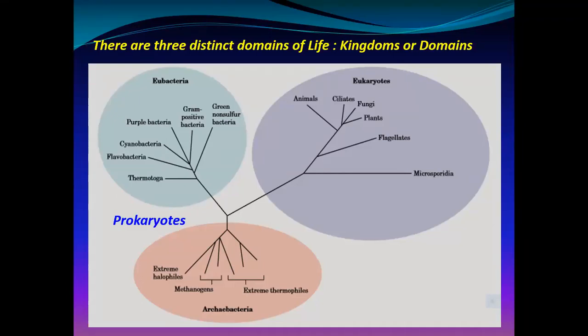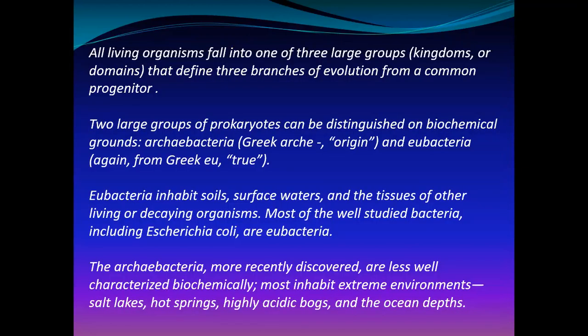The idea is, there are three domains we have: archaebacteria, eubacteria, eukaryotes. Archaebacteria and eubacteria are considered prokaryotes, and the others are considered eukaryotes. That knowledge is adequate for you. So when you come to this, the two large groups of prokaryotes can be distinguished on biochemical grounds. That's what I am teaching here.